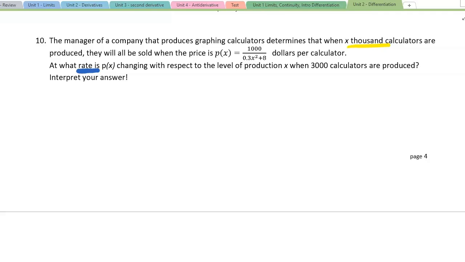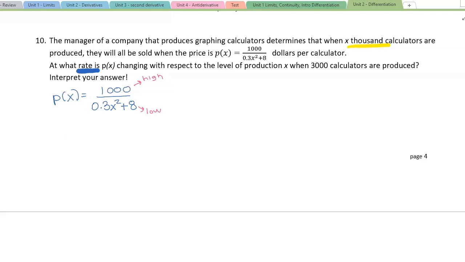So first, let's look at what's being asked. It is asking at what rate P of X is changing. When we see the word rate, that's another way of thinking, what is the slope at that point? To find the slope, we need the derivative. So I need to find the derivative of P of X. I have my high function and my low function. So let's find the derivative.